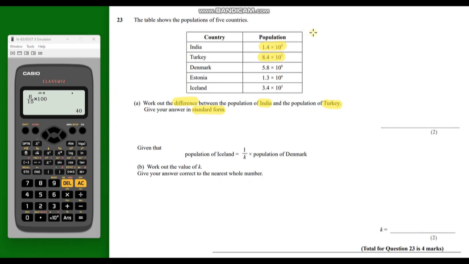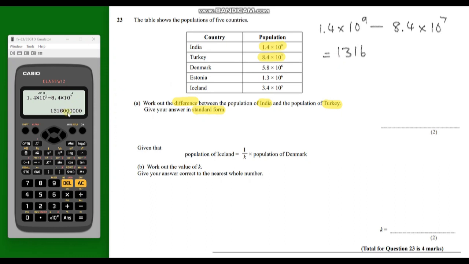So I'm going to take the population of India, so 1.4 times 10 to the power 9, and I'm going to subtract the population of Turkey, which is 8.4 times 10 to the power 7. So let's type that into the calculator. 1.4 times 10 to the power 9, and I don't need brackets for this because of BIDMAS, this will do it properly. And then minus 8.4 times 10 to the power of 7. And that gives me a very long number. So let's write that whole thing down.